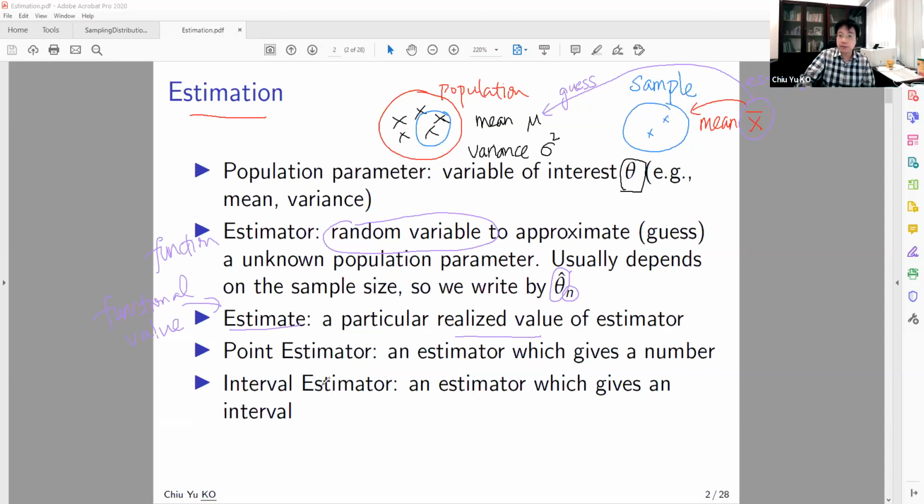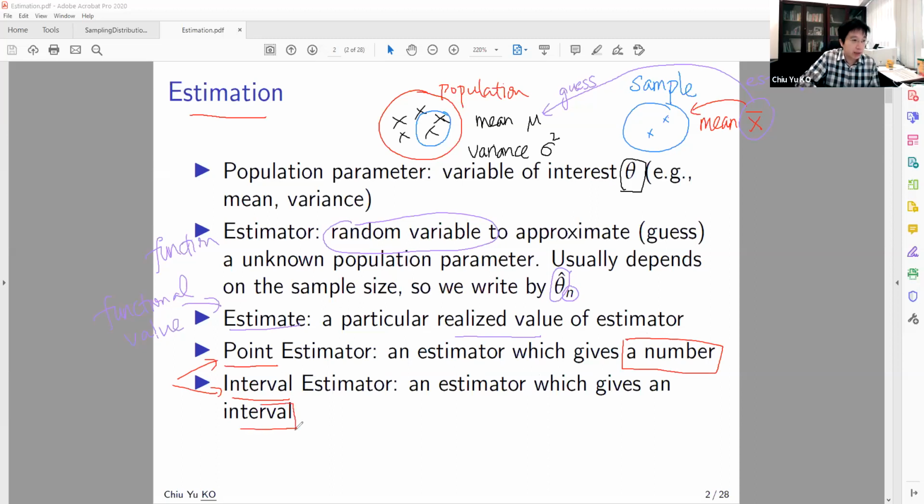Now, what we want to distinguish are the point estimator and the interval estimator. These will be the two key parts of this chapter. The first part we focus on is the point estimator. The second part will be the interval estimator. We'll cover both in this class. The difference is that the first one gives us a number, and the second one gives an interval.